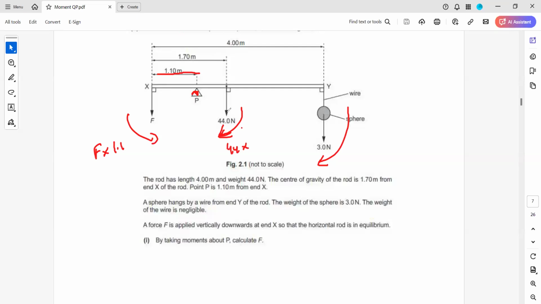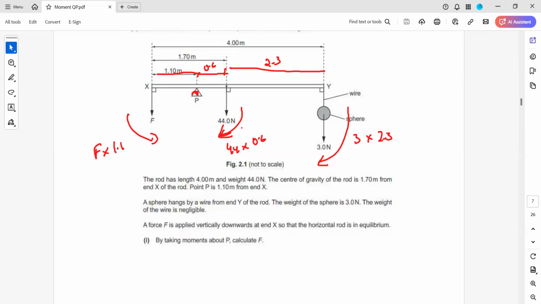What is the distance from the pivot? Because 1.7 is a total and 1.1 here. So how much is this distance from the pivot? So when you subtract, it will be 0.6. So it will be 44 into 0.6. And what about this turning effect? The force is 3 Newton. This distance from the pivot, if this is 1.7, so 4 minus 1.7, so this will be 2.3. So this will be 3 into 2.3, which is also causing a clockwise.